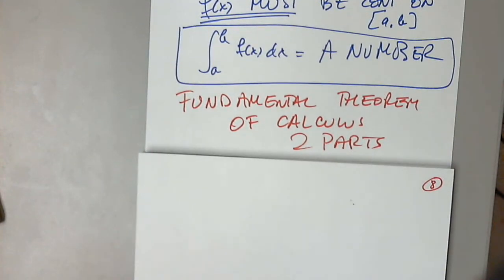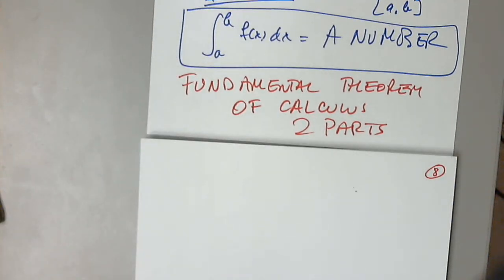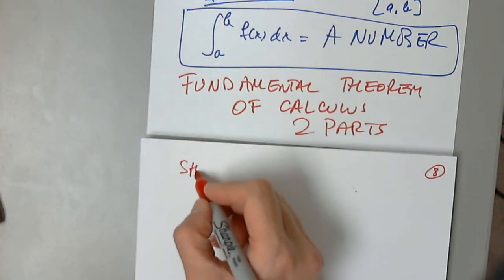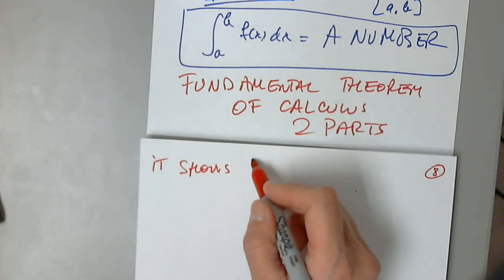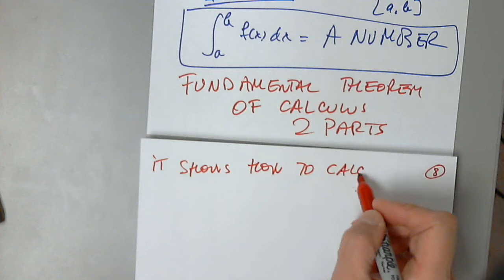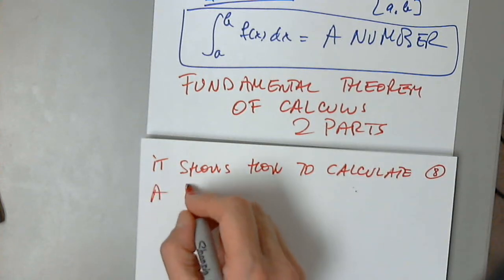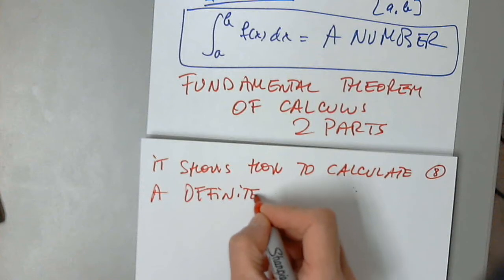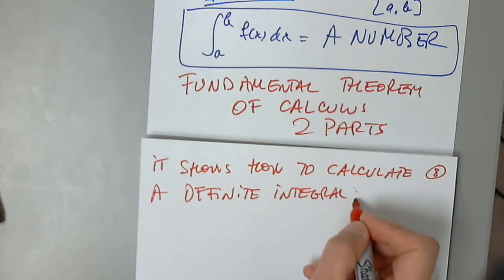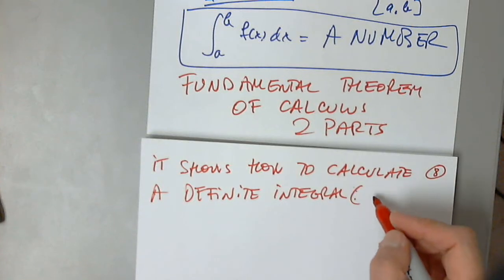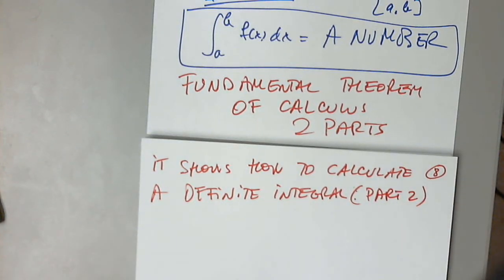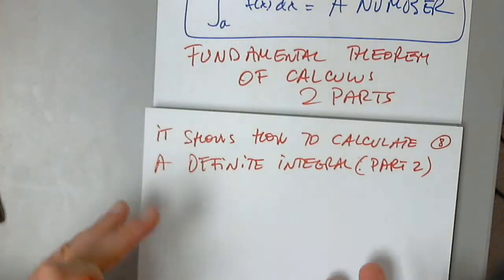We have to decide what we want to use as part 1 and part 2, but you know what I mean. Okay. So the part that I'm referring to right now shows how to calculate a definite integral. This in this book is called part 2. So the fundamental theorem of calculus shows us how to calculate the definite integral. Part 1 is a little bit more sophisticated, we will get to it.